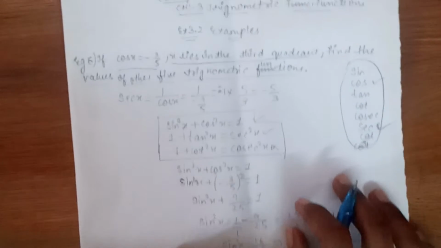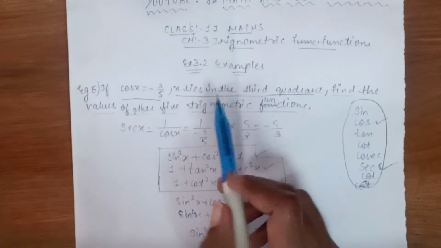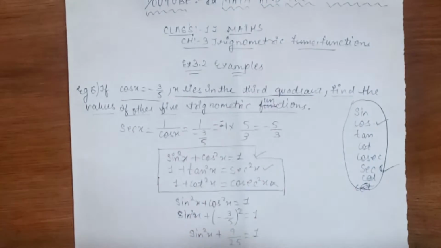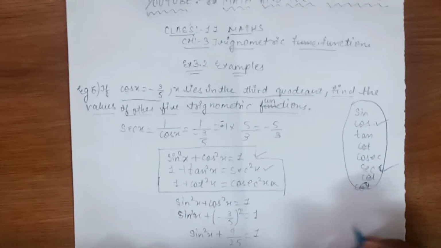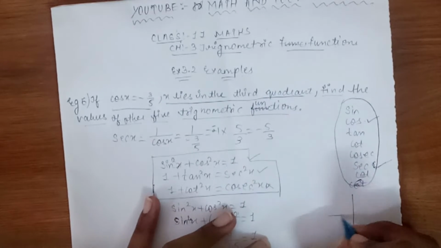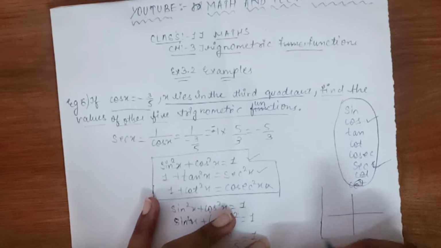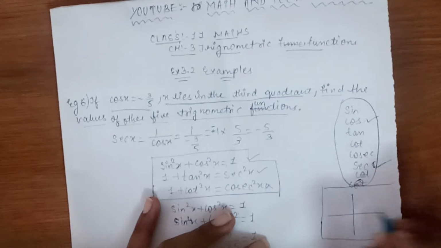There is a hint in the question already. They have said x lies in the third quadrant. As I have said in the Exercise 3.2 introduction also, if you want, you can refer to the video I have provided in the description box as well as in the I button.